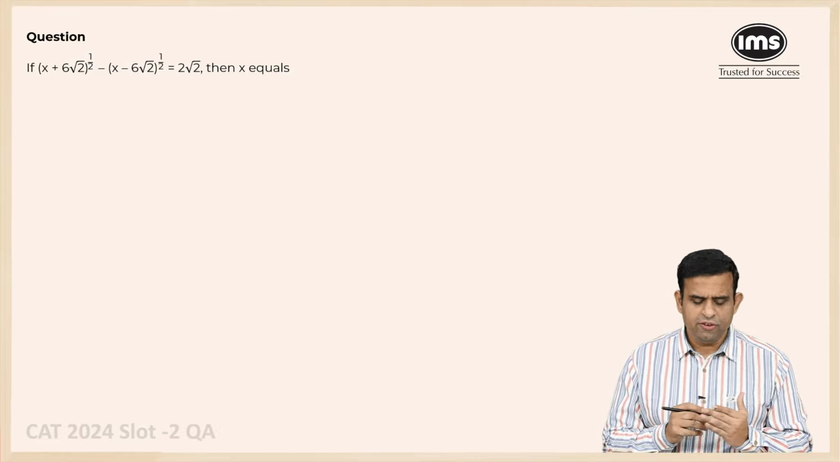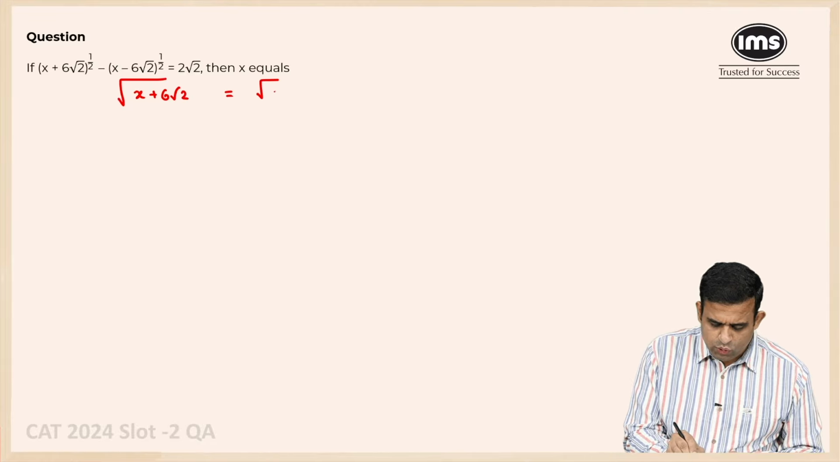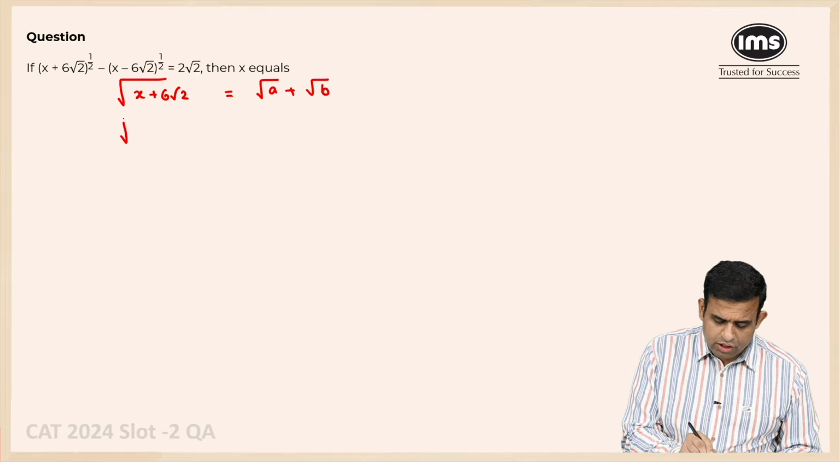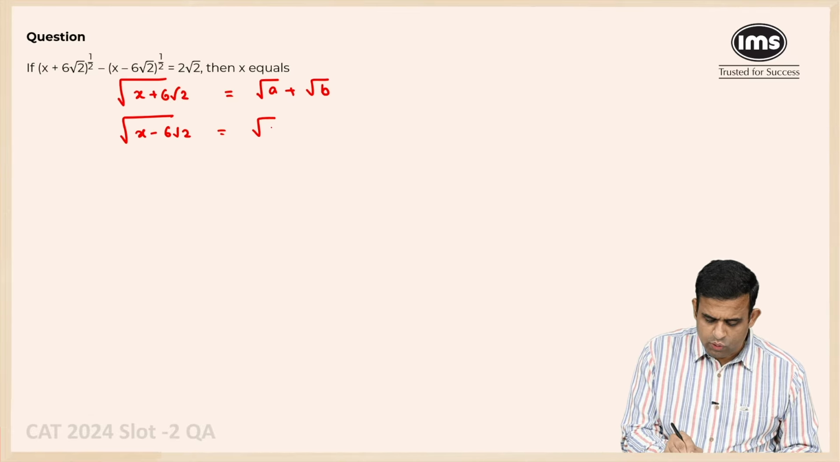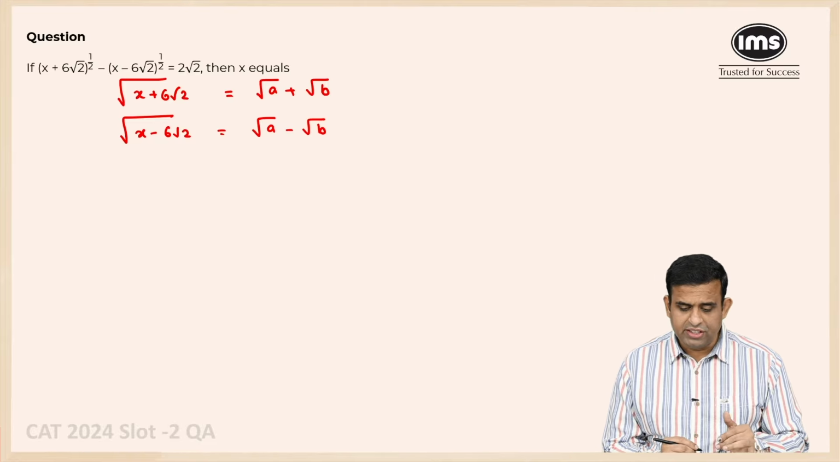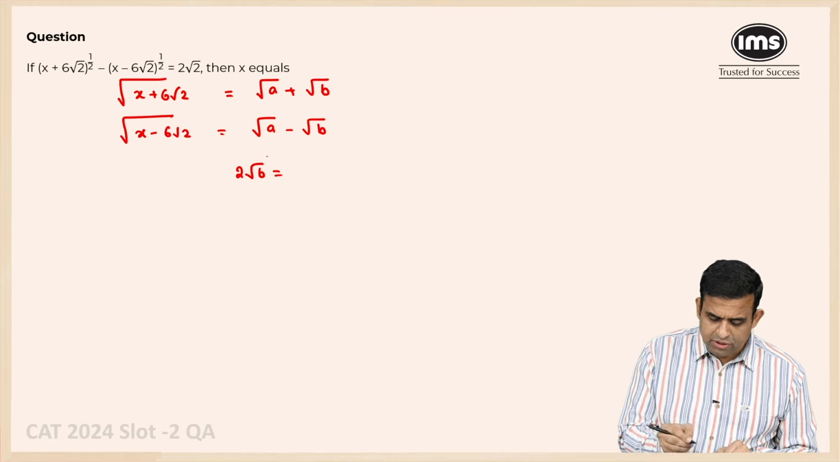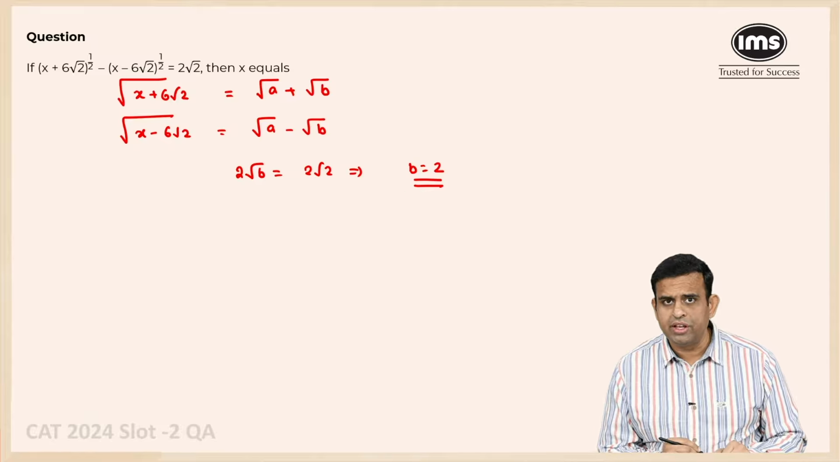The other way could be, if I take the term root of x plus 6 root 2 in the form of, let's say, root of a plus root of b, then the term root of x minus 6 root 2 will be nothing but the conjugate, root of a minus root of b. So the difference in this case should be equal to 2 root b, which one can say equals 2 root 2. So b will become equal to 2 over here.